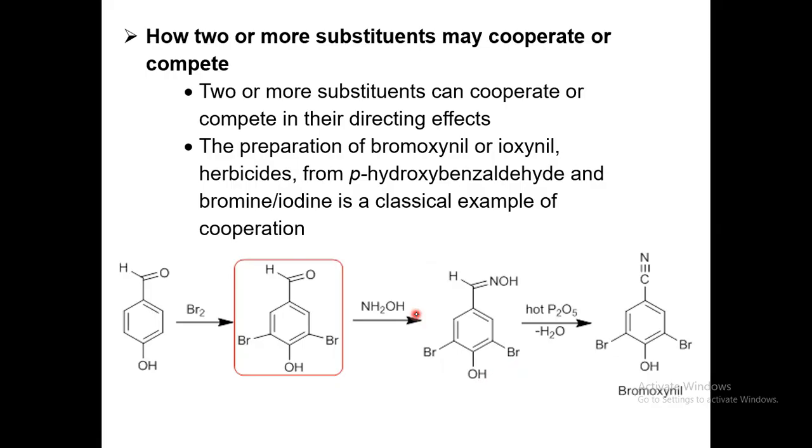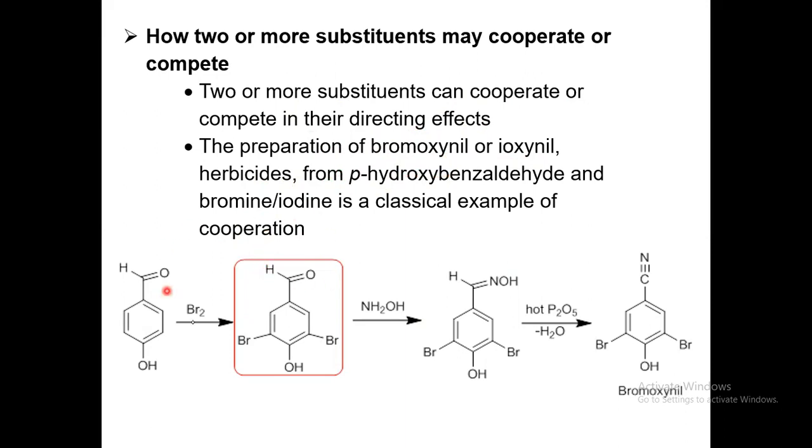And then get the substituent at the position that it wants it to be. So we'll talk about the different scenarios. Now, this first example, they are saying that two or more substituents can cooperate or compete in their directing effect. The preparation of bromoxynil, right? It's a herbicide, right?